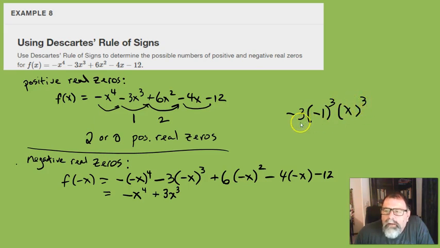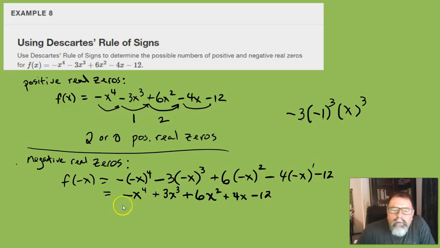So we rewrite it like this, and this is negative 1 times negative 3, which becomes positive 3. But if it's even, negative 1 times negative 1 would be positive 1 times 6 would be positive 6. So the shortcut: if it's even, leave the sign alone. If it's odd, switch the sign. So this one's even, leave that sign alone. This one's odd because it's to the 1st, so it switches. I don't know if that helps you, but that's the way I think of it.